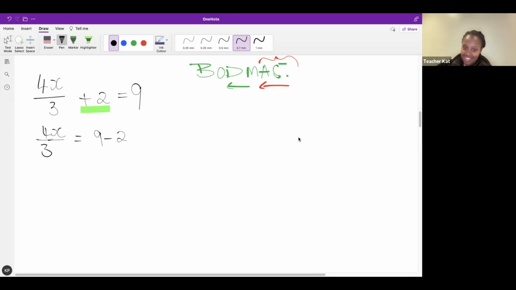Insist on saying summed up. Summed up. Okay, in Leachilo's words, we are doing summed up, or the inverse of BODMAS, okay? Now let's see, we're going to have 4x over 3 equals, what is 9 minus 2? 9 minus 2 is 7, okay. So it is equal to 7. Then where do we go from there? What happens after we do that?